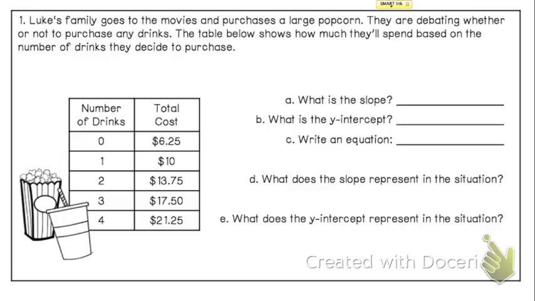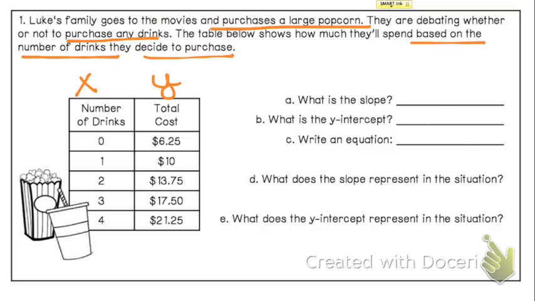Okay, what we know is that they've gone to the movies and they've already purchased a large popcorn. And they're debating on whether to purchase any drinks. So the table below shows how much they'll spend based on the number of drinks they decide to purchase. The number of drinks is going to be your x, and your total cost is y. Y is always going to be your total cost.